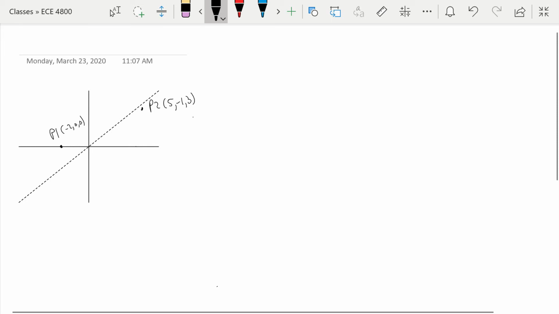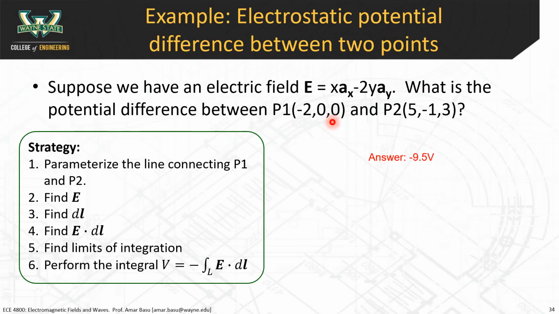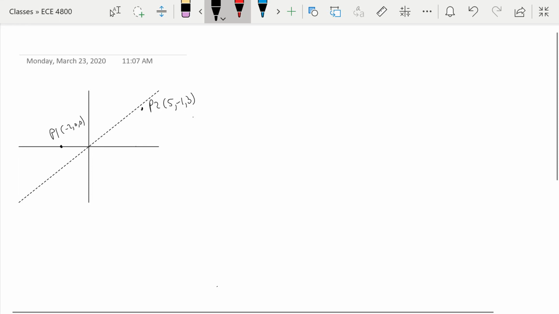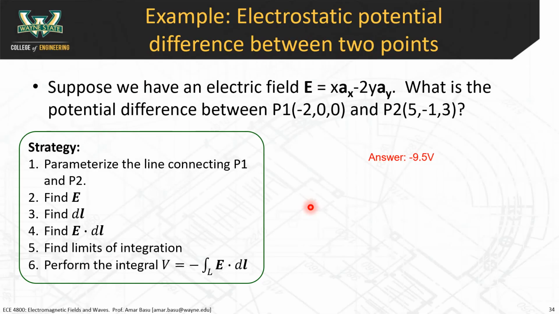So we have this electric field, and I'm not even going to bother drawing the electric field because it's a non-uniform field. X times ax, it depends on the xy location. So we're just going to move between point 1 and point 2, and we're going to find the potential difference between them. So imagine that we're just taking this path, a straight line path from P1 to P2 like this. All right, so the first step is parameterizing the line connecting the two. And so let's do that.